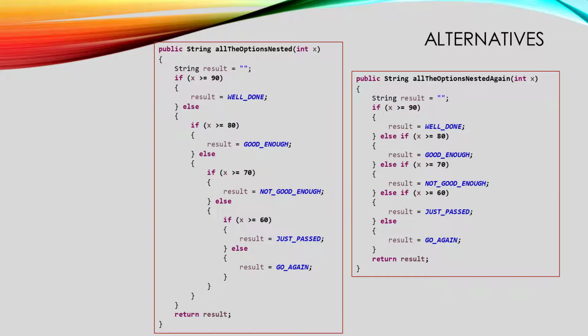As things become more complicated, you'll find that there are many ways to code a particular behavior. Here are two alternatives for the test we just studied. Notice that these two are actually the same solution. I just got rid of the parentheses in the else statements to make them be else ifs.